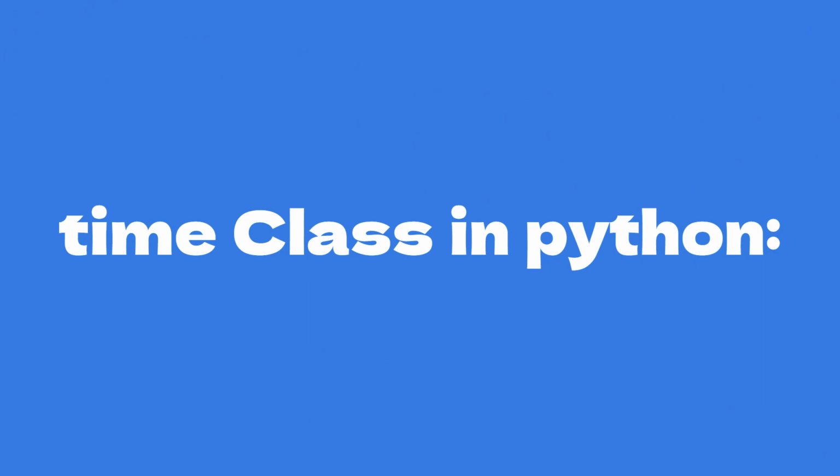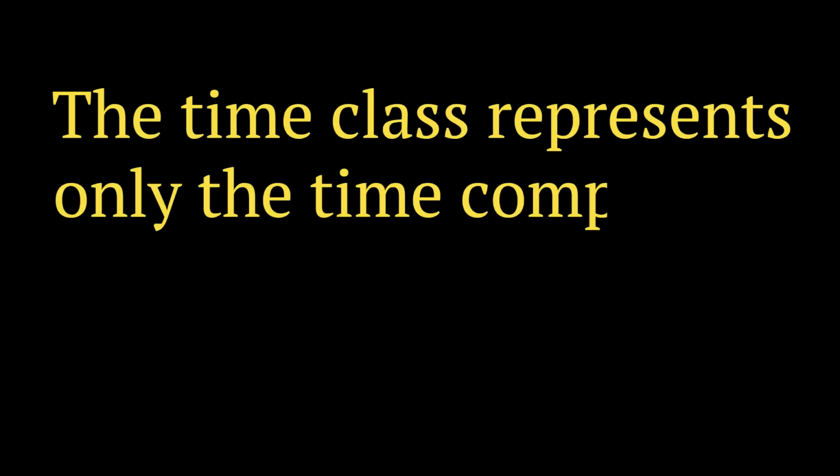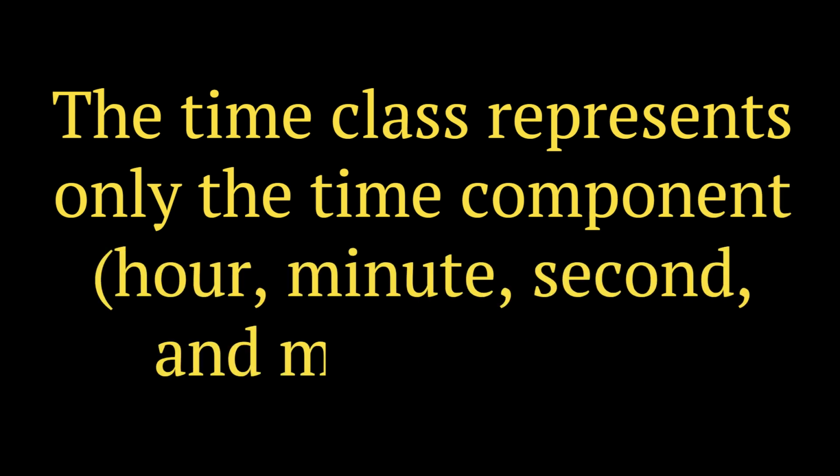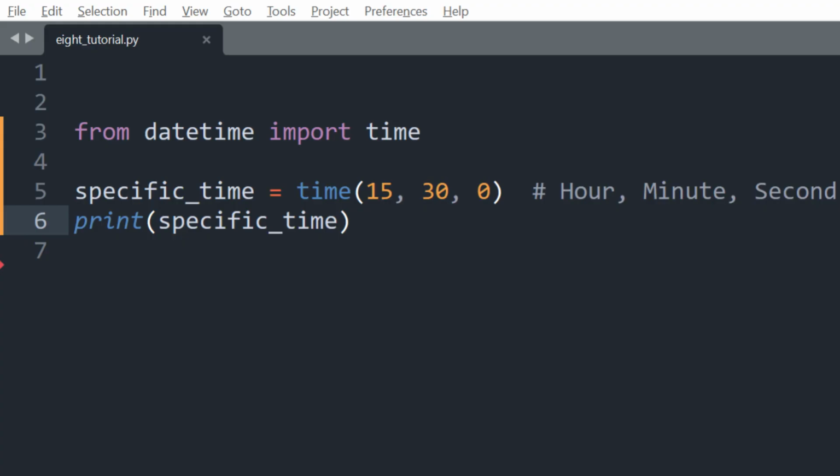Time class in Python. The time class represents only the time component, hour, minute, second and microsecond. Here is the example of how you can use the time class in Python. Run the Python file to see the expected output.